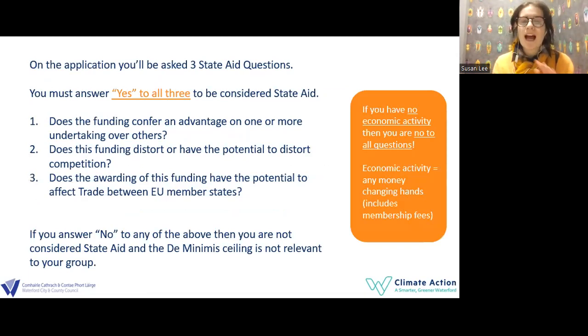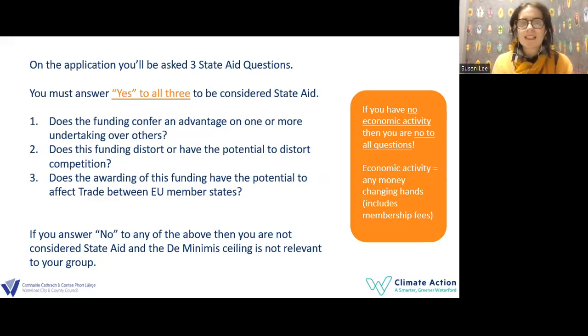If your group has no economic activity, then you are going to be no to all questions. You don't have to think about state aid or de minimis, bar ticking no on section 3 of the application form. Now, I just want to say that economic activity is when any money is changing hands. Technically, if you sell a cup of tea, you have an economic element. Membership fees would also be classed as an economic element. And I know we've got some sports clubs interested, so I just want to mention that.